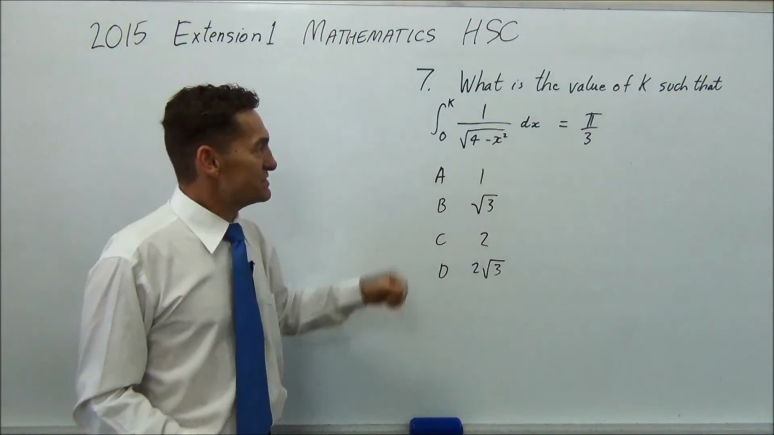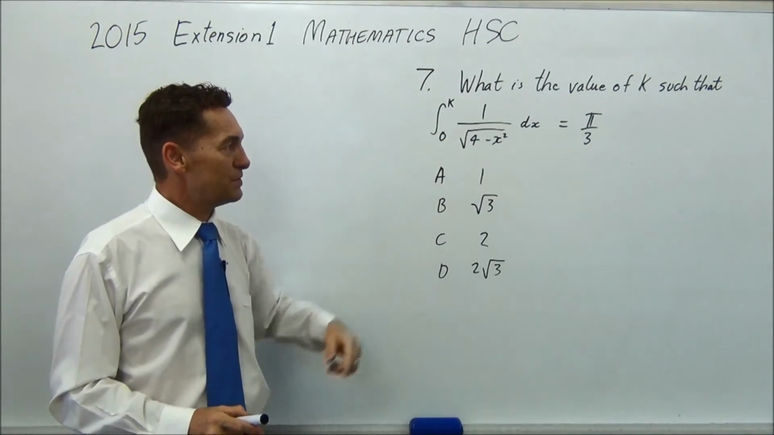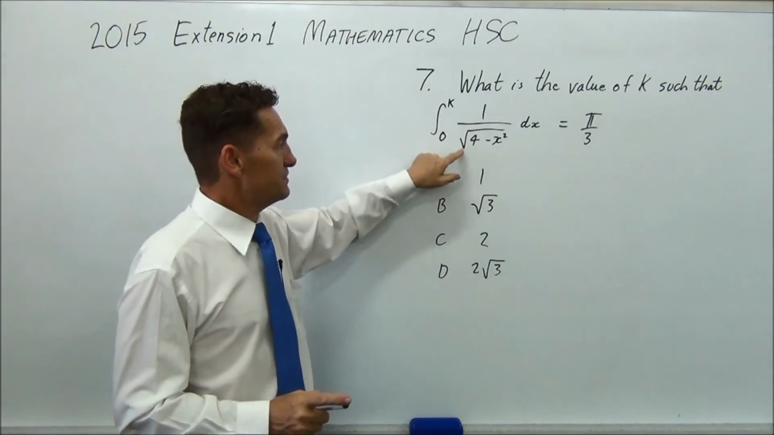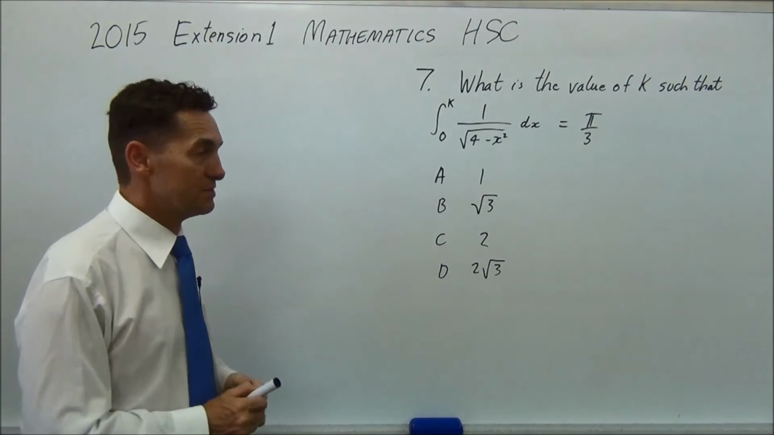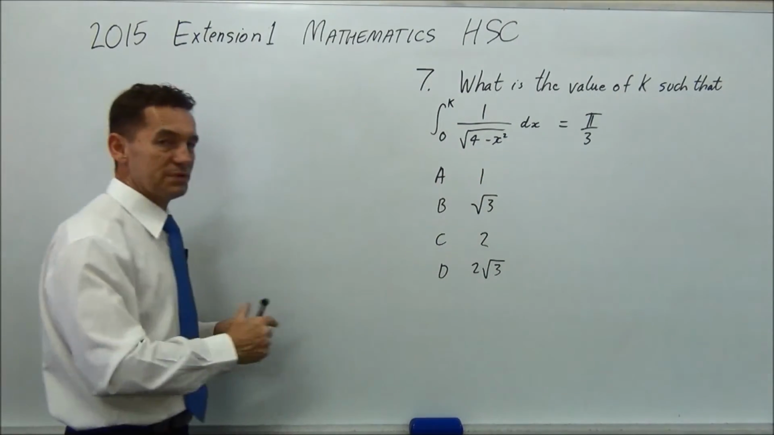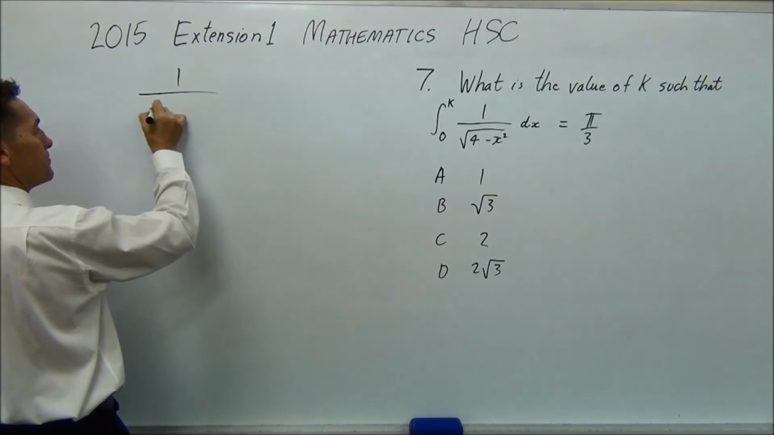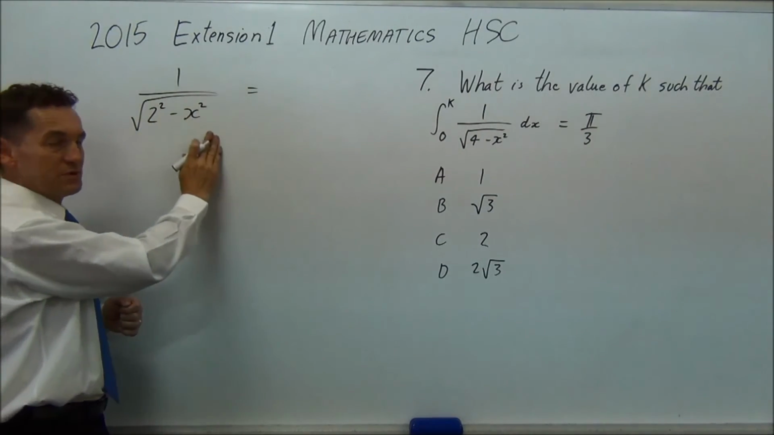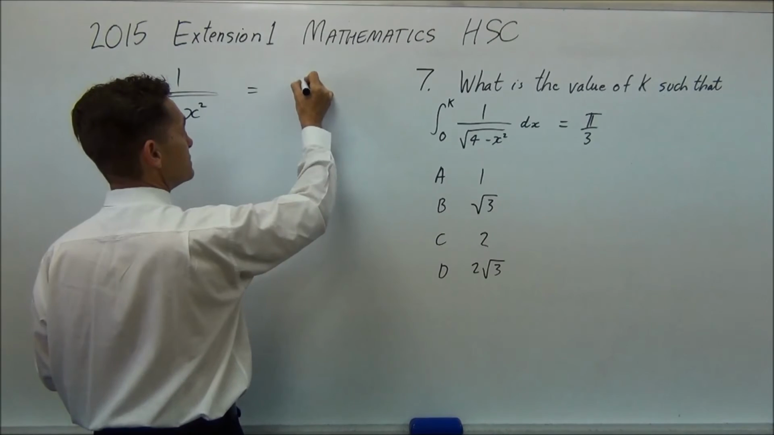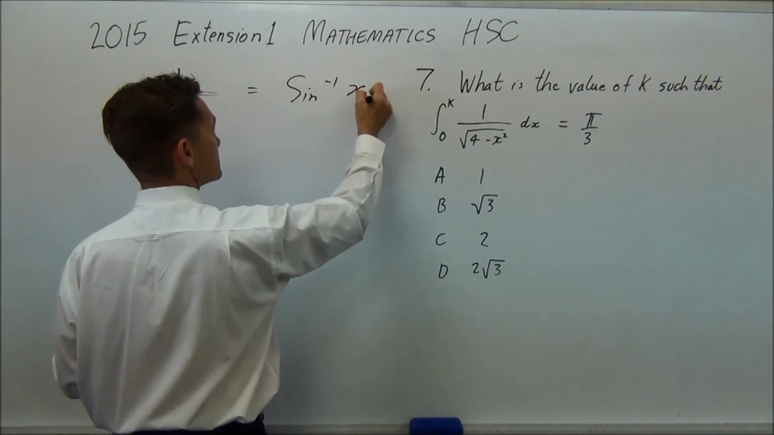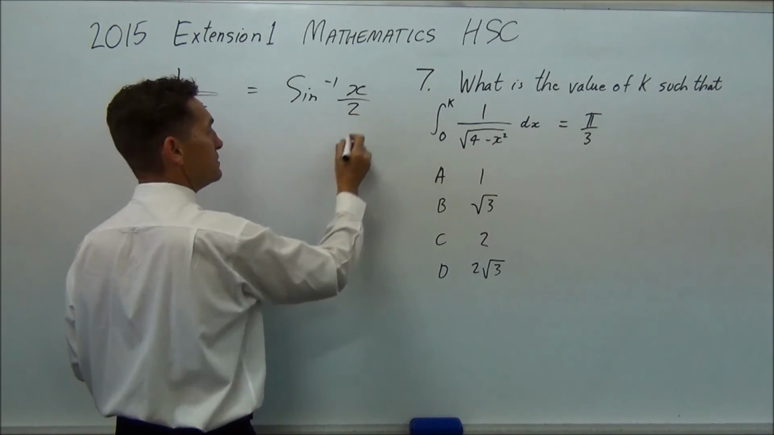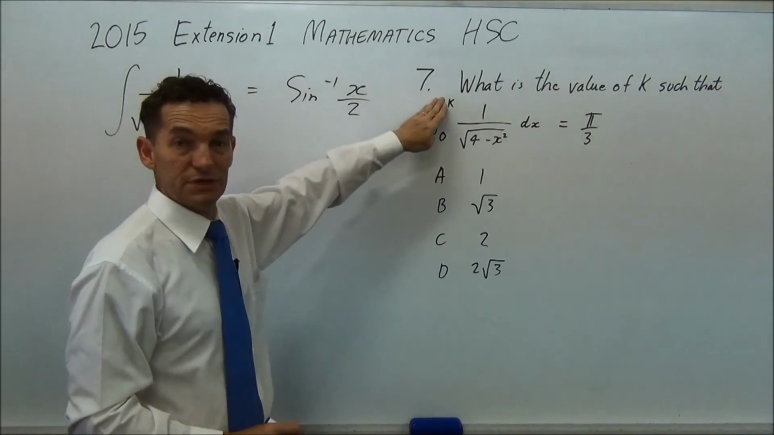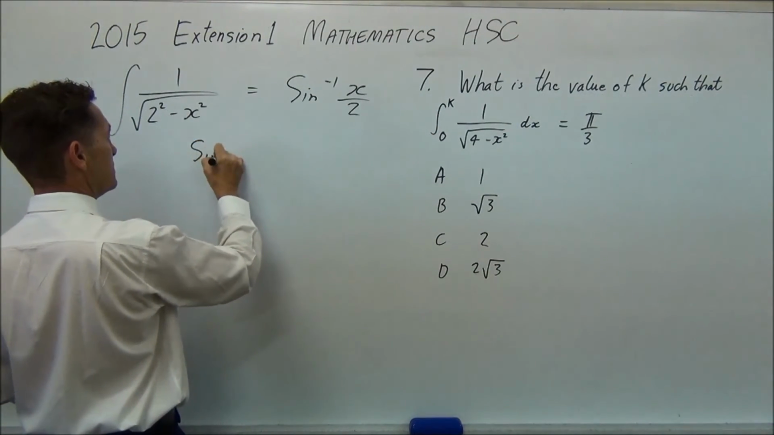G'day again. Question 7. What is the value of k such that the integral of 1 over the square root of 4 minus x squared between k and 0 equals pi on 3? You should recognise this integral is actually on the back page and it's sine to the minus 1. This might throw you a little bit off, but let me make it more obvious. Okay, the integral of 1 over root a squared minus x squared, that's actually on your integral sheet. Sine to the minus 1 of x over a, well our a is 2. So that equals that.